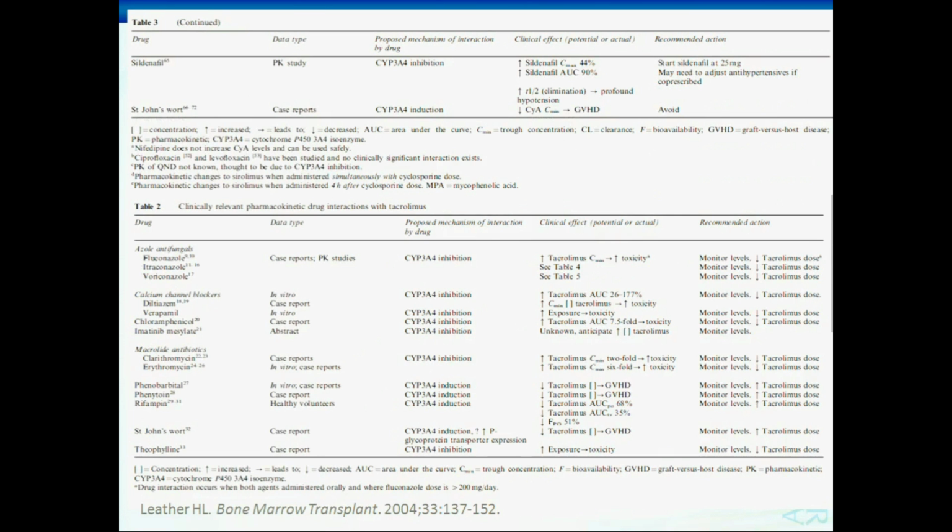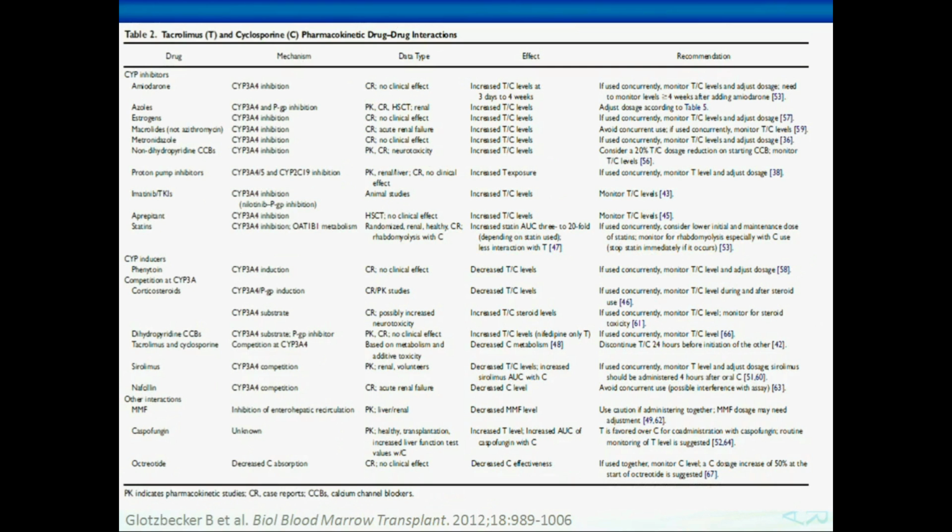This just continues on, also including the tacrolimus list. And Dr. Glatzbecker, I had mentioned him before, he also had a drug interaction review published, and so for completeness' sake, I wanted to include his chart with calcineurin inhibitors.